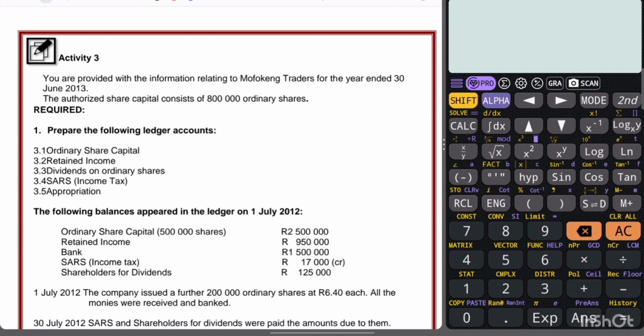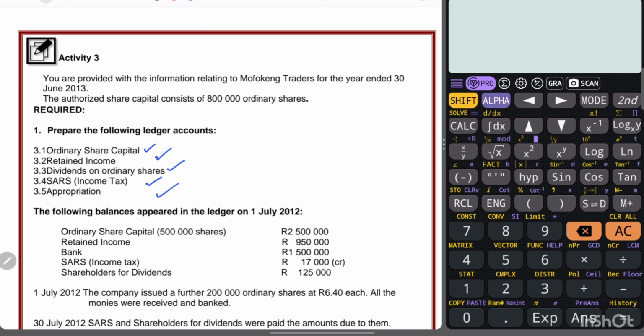Today we are going to do a topic in accounting, and the name of the topic is companies ledger account. Alright, we are going to prepare the following accounts. Number one, the ordinary share capital, retained income, dividends on ordinary share capital, SARS income tax, and the appropriation account.